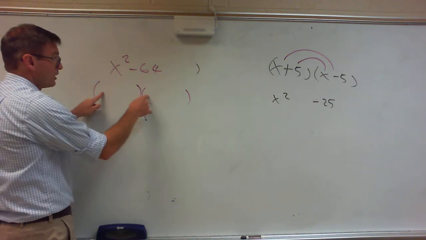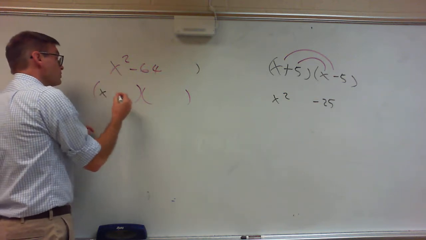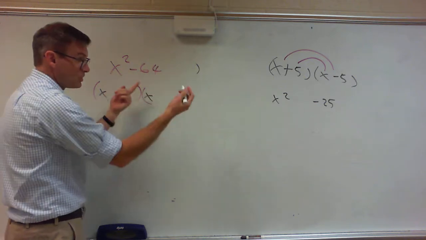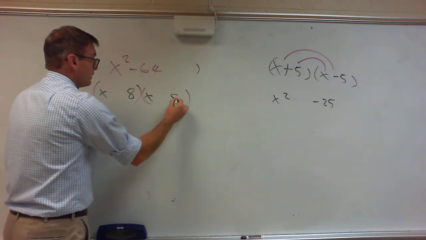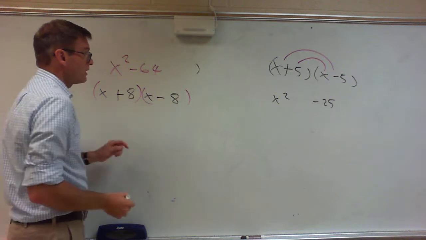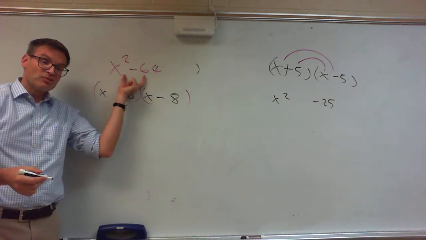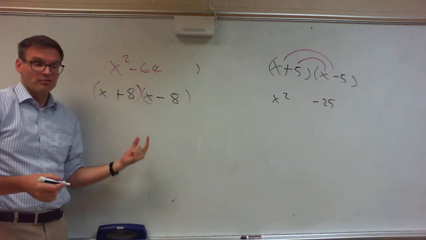So we think, well, what times what gives you x squared? Let's do x and x. What times what gives you 64? That's an 8 and that's an 8. One's got to be a plus, one's got to be a minus. So when I have my difference of squares, this is what I get for a factor.